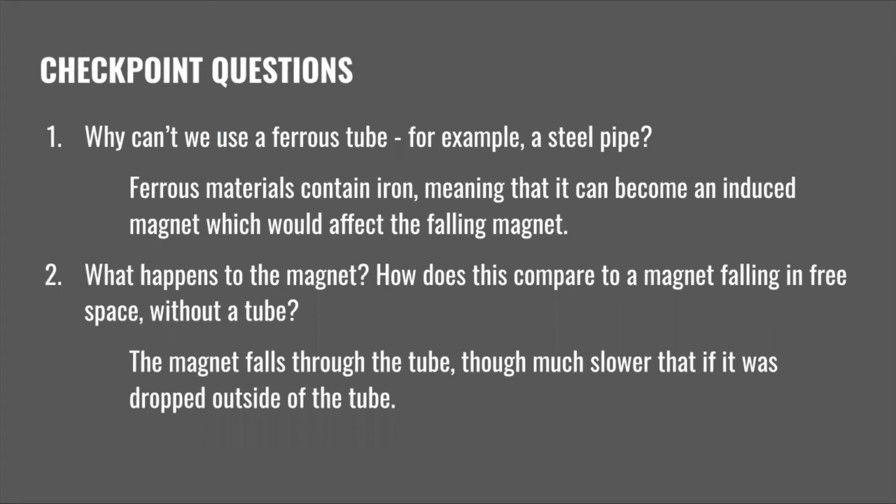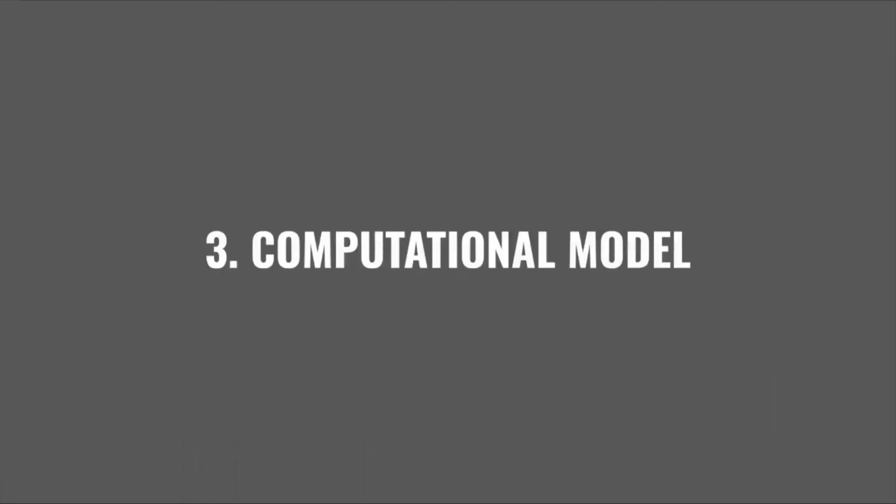So some checkpoint questions. Why can't we use a ferrous tube, for example, like a steel pipe? Well, ferrous materials contain iron, meaning that it can become an induced magnet when it would affect the falling magnet. Then what happens to the magnet, and how does it compare to a magnet falling in free space without a tube? Well, in this case, the magnet is being affected by two forces, the magnetic force and the gravitational force. If we were to drop the magnet outside of the tube, the only force affecting it would be gravity.